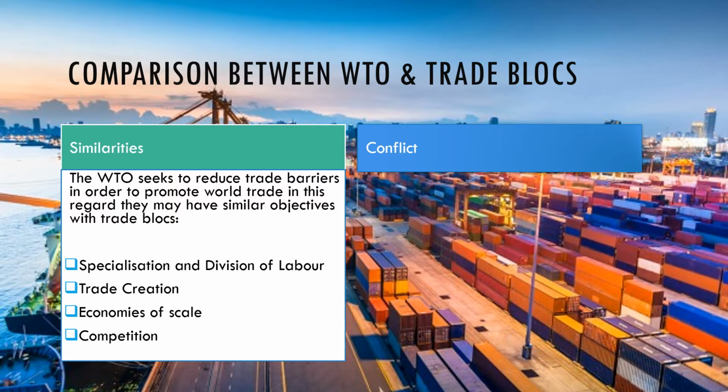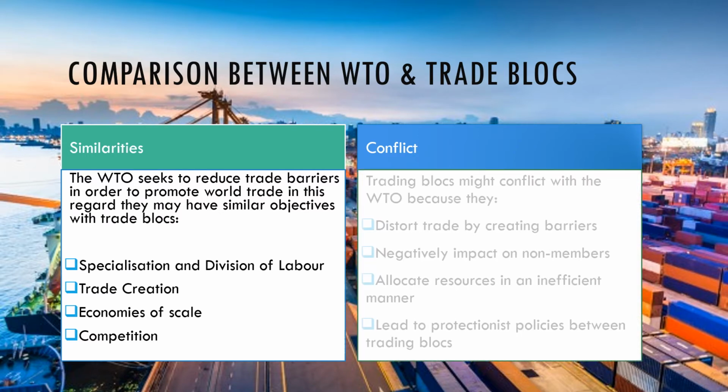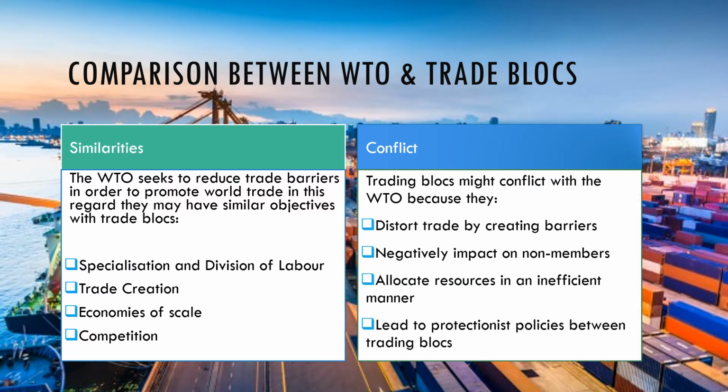However, there can be some conflict between trade blocks and the WTO, because trade blocks might conflict with the WTO because they distort trade to some extent by creating barriers, particularly when you go for a customs union or higher. By implementing a tariff for non-members, they're distorting trade. So this might have a negative impact on non-members and lead to a less efficient overall allocation of resources, or production process. Often it can lead to retaliation as well between trading blocs, and so more protectionism.